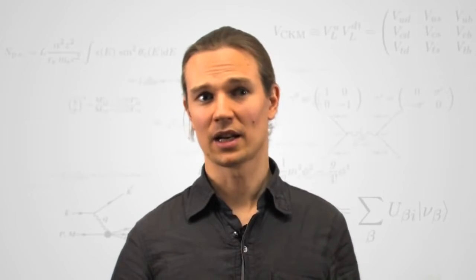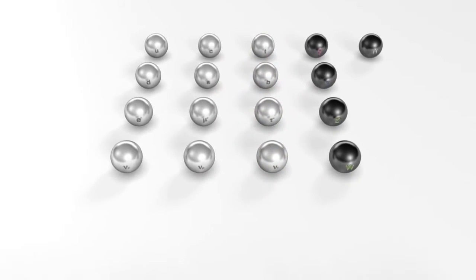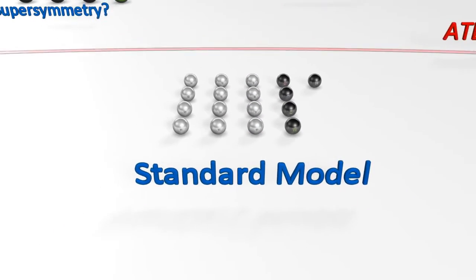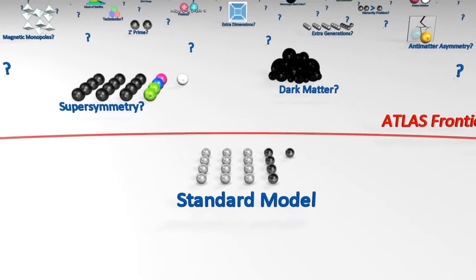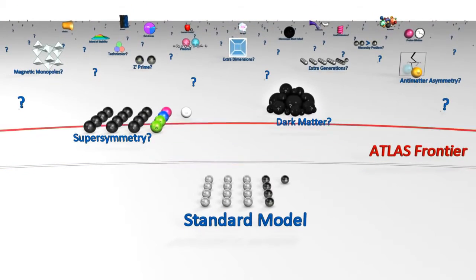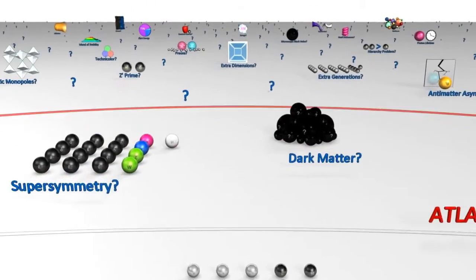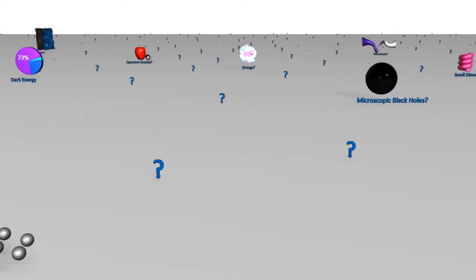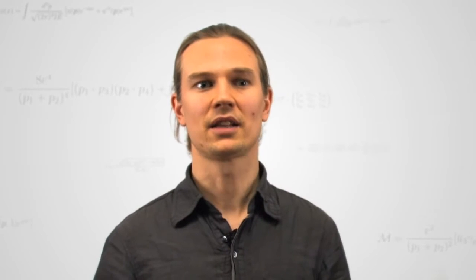But there are still many unanswered questions beyond the Standard Model. Some of the things that Atlas could discover that are beyond the Standard Model are things like dark matter, supersymmetry, or even extra dimensions. All these open questions point to the existence of new particles which could be discovered and studied here at the Large Hadron Collider.